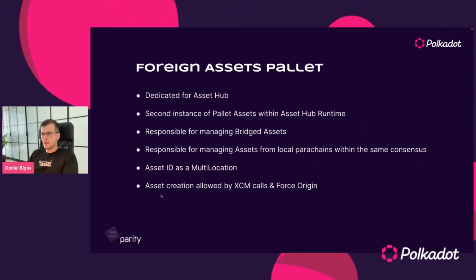In the foreign assets pallet, we have some differences in configuration in comparison to the regular assets pallet. In the foreign assets pallet, we use a multi-location as an asset ID. So each foreign asset directly points to the original asset that exists on the original chain. The second difference in the configuration is that foreign asset creation is allowed only by XCM calls and some on-chain governance mechanism.